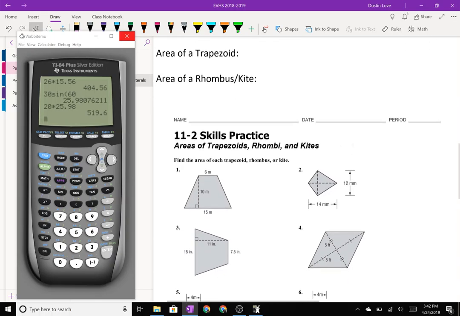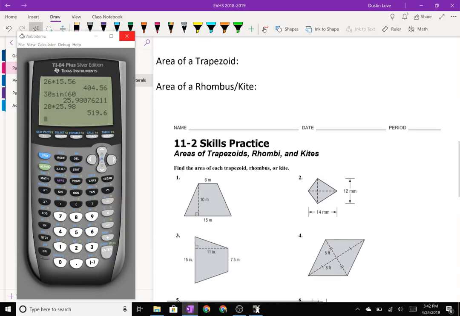Let's go ahead and move on down to trapezoids and kites. Trapezoids you may have honestly seen before. The area formula for a trapezoid is 1/2 times B1 plus B2 times the height. Since a trapezoid has two bases, the first base and the second base, we're taking the average of those two bases and then multiplying by the height. The area formula for a rhombus or kite is 1/2 times the first diagonal times the second diagonal, 1/2 D1 times D2.